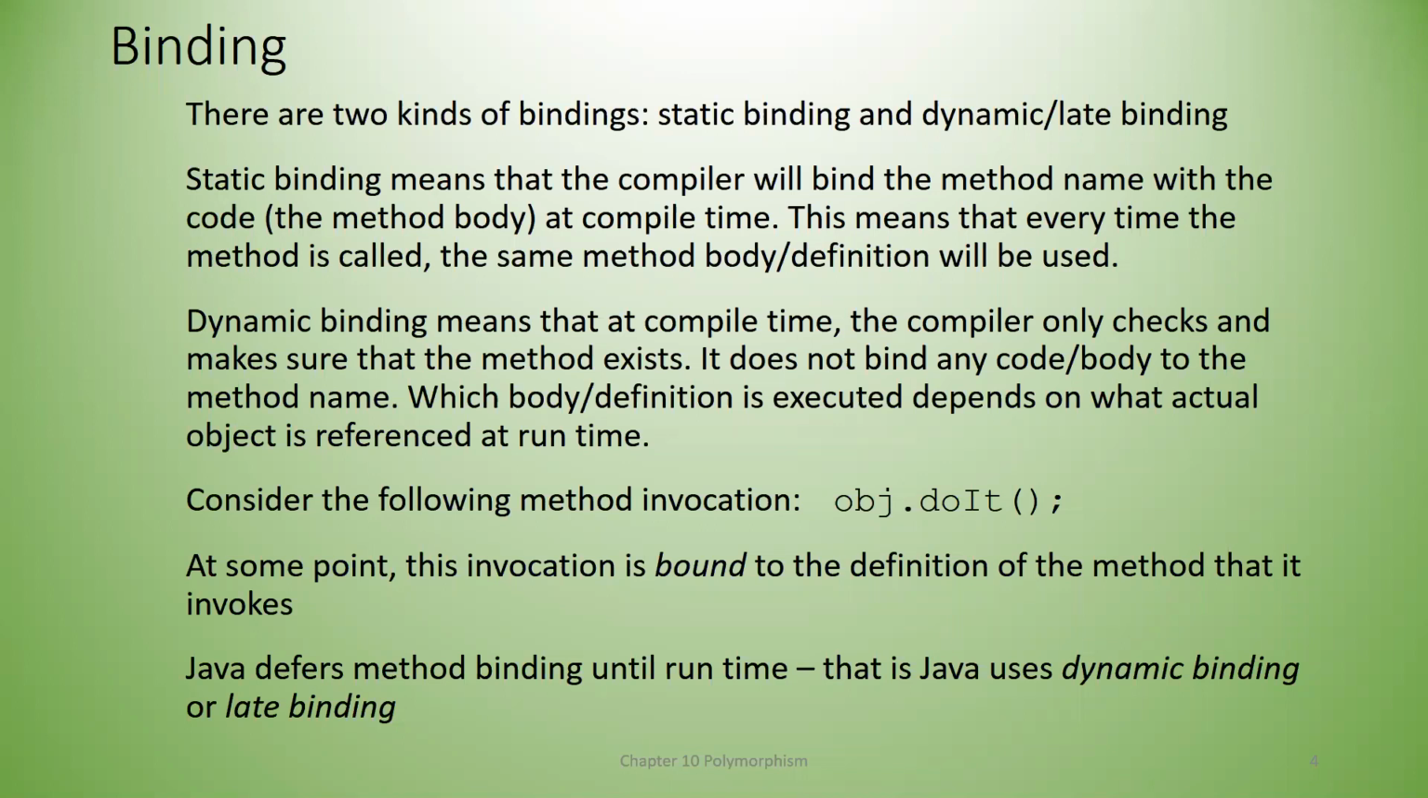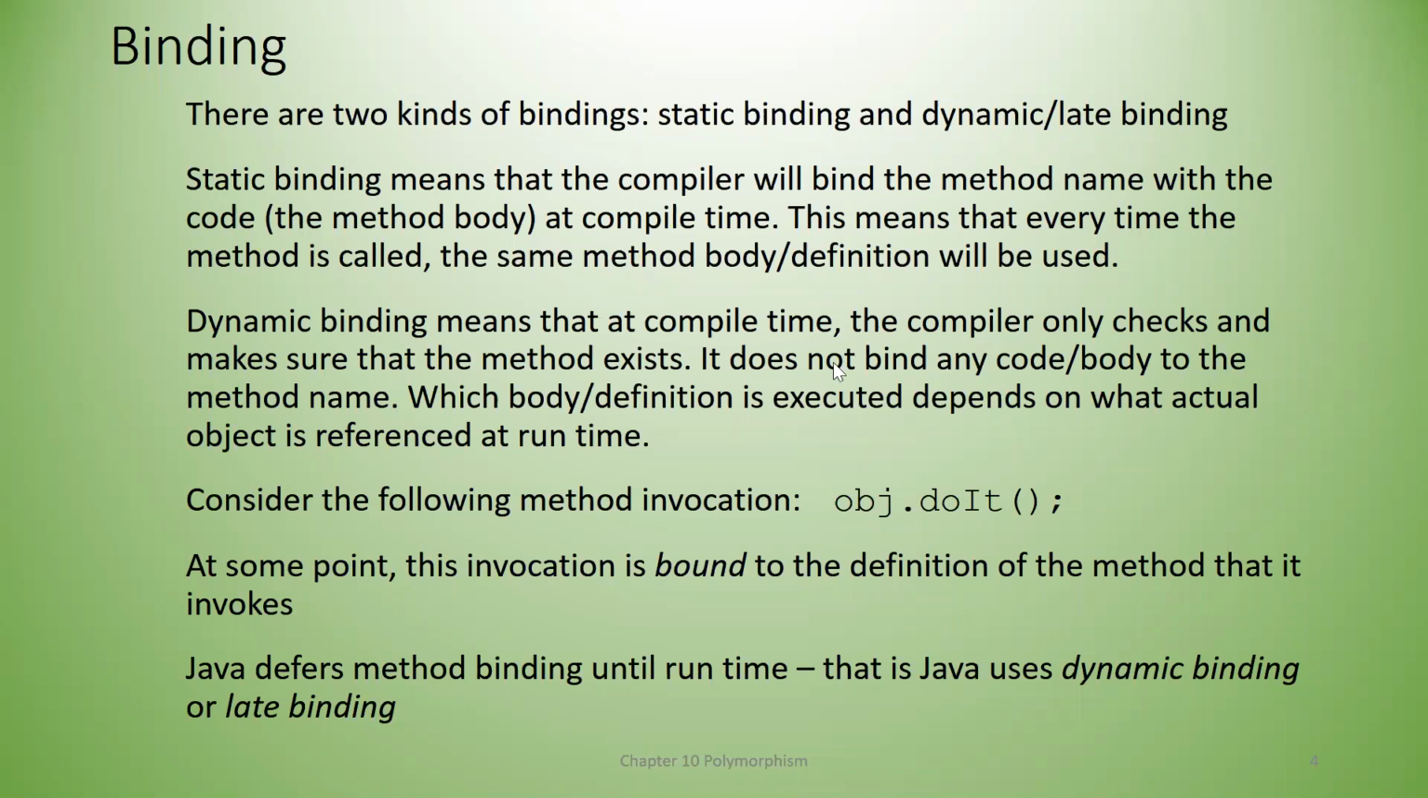So at compile time, if the method body is bound to the name already and compiled into object code, that is called static binding. But if at compile time, the system only checks to see if that method name exists, it doesn't care which body. Okay, if the name is there, it will compile. And at runtime, it will depend on whether that object is a child class or superclass. It will decide which body to use.